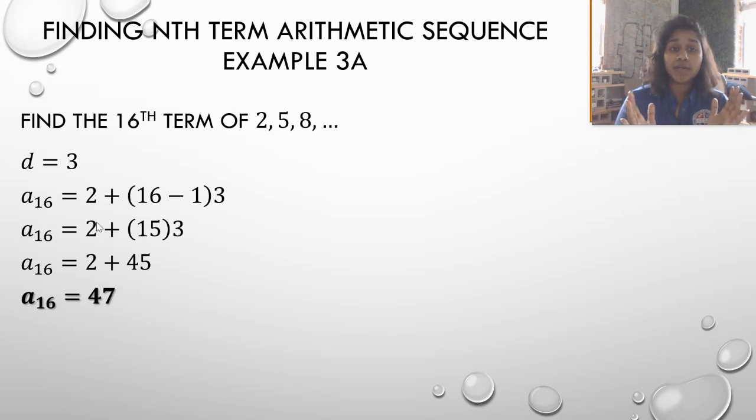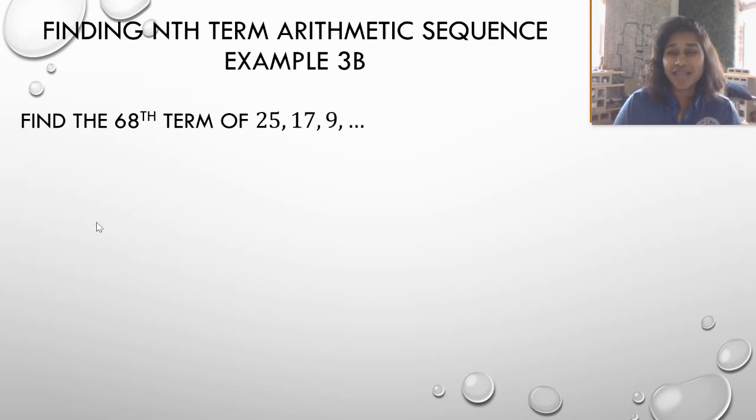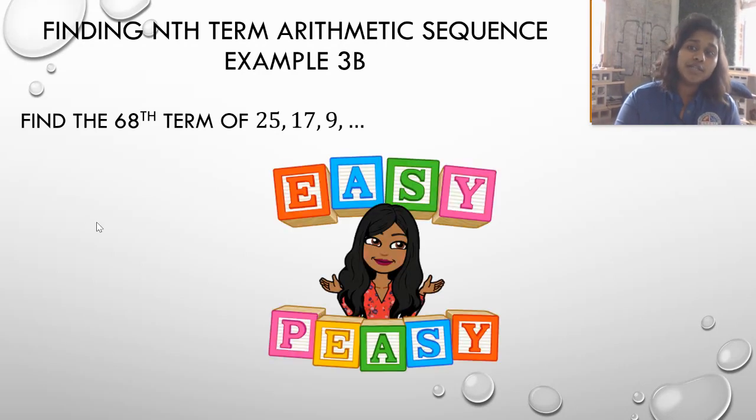If you wanted to test it out on a calculator, you could. You could do 2 plus 3, and then plus 3, and then plus 3, plus 3, plus 3, plus 3, and you could get to 47 on your own. But wouldn't that be a waste of your time, especially when you have higher terms like this, the 68th term? You're going to be sitting there on that calculator for a real long time. So why not use the explicit formula? It is very easy peasy.